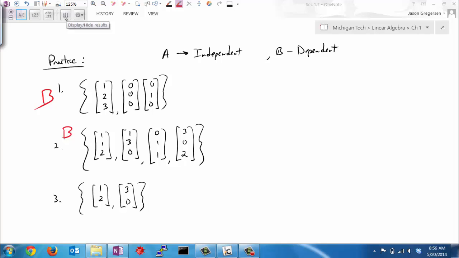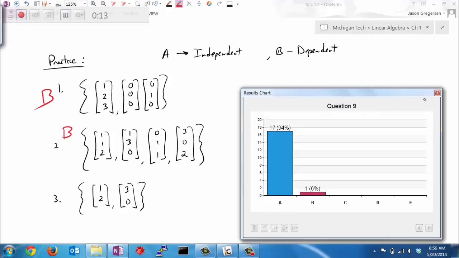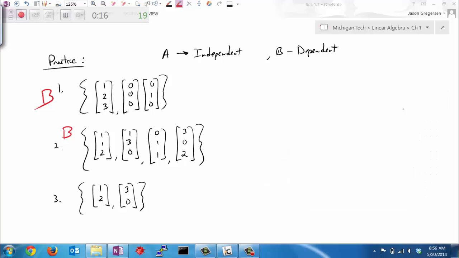Start the last one. And the last one, independent or dependent? Independent. Independent because they're not multiples of each other. If we just have two of them, the best way to test is to say, are they multiples of each other? They are clearly not multiples of each other, so they are independent.